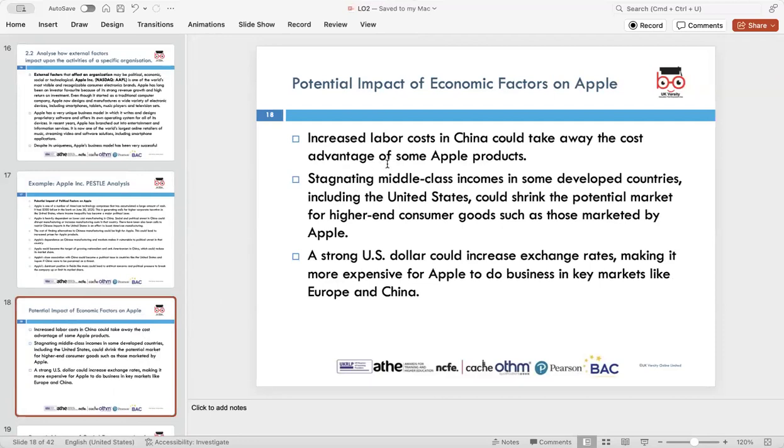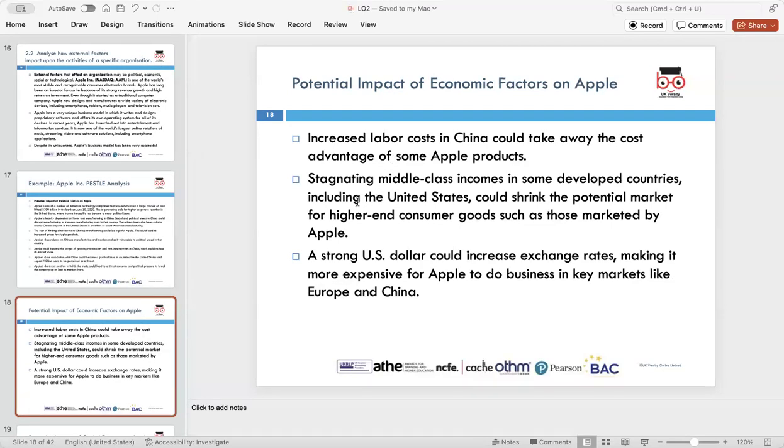Potential impact of economic factors on Apple. There is a possibility that Apple will be affected by economic factors. It is possible that the cost could be eliminated due to the increased labor expenses in China. Take advantage of some Apple goods using this.